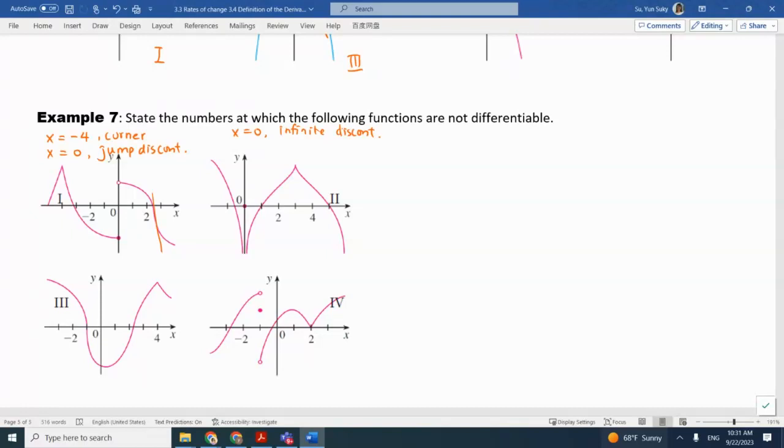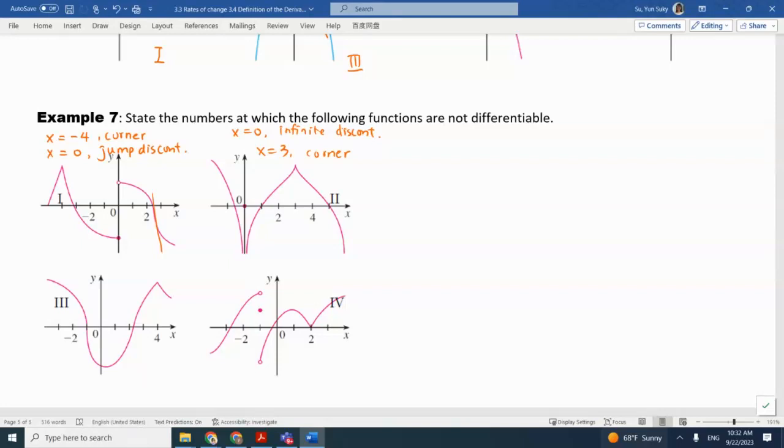Removable, right? Jump, infinite, and essential. Okay? Alright. And then we keep going. Oh, what did you say this one? This is x is 3, right? Which type? Corner. Okay, good. And then, yeah, keep going.